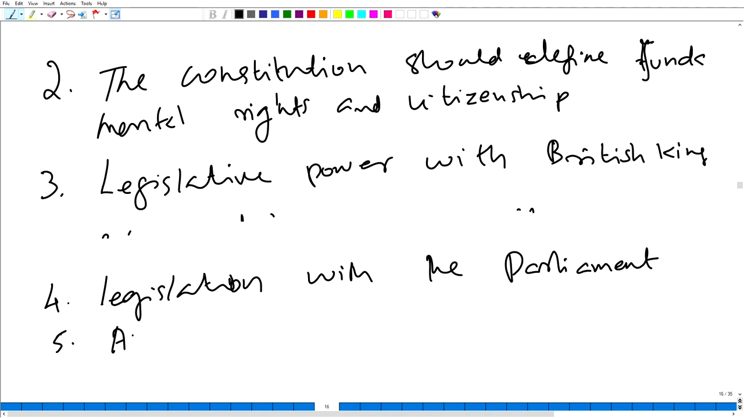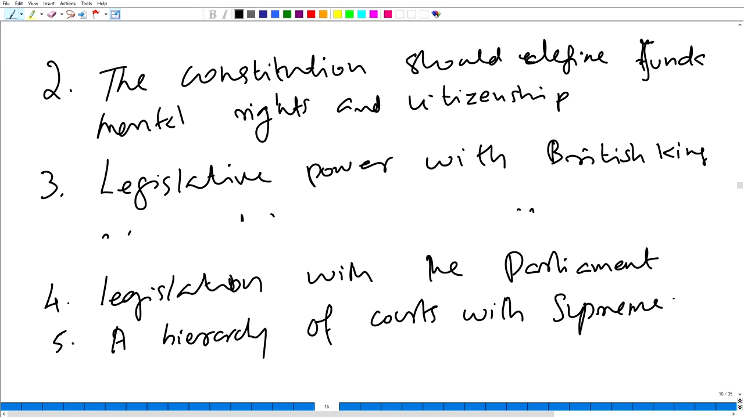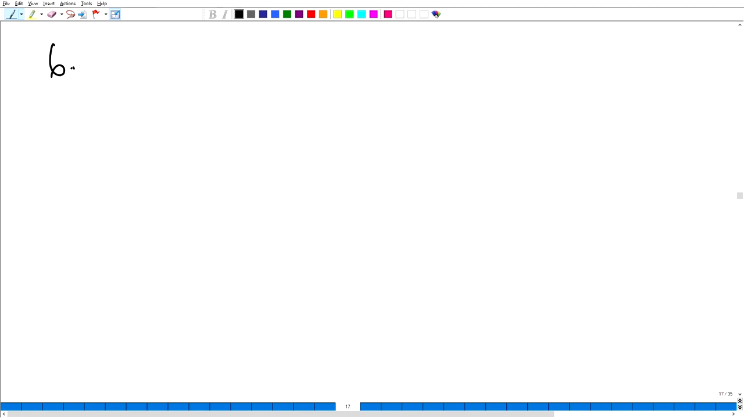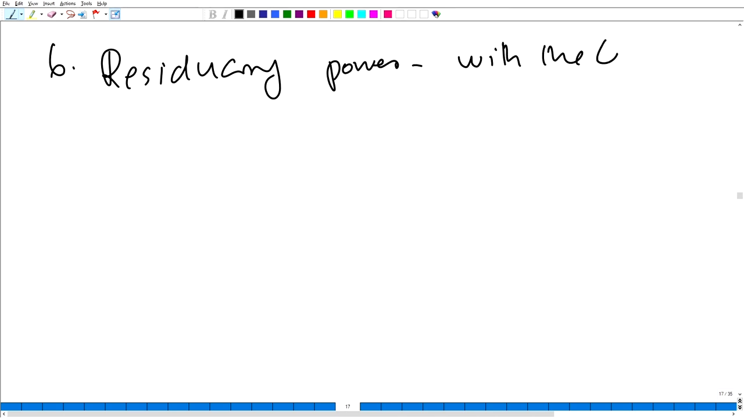Fifth, a hierarchy of courts with the Supreme Court at the apex needed to be established. Now, the sixth recommendation made in the Nehru report was that residuary power should be vested with the center.